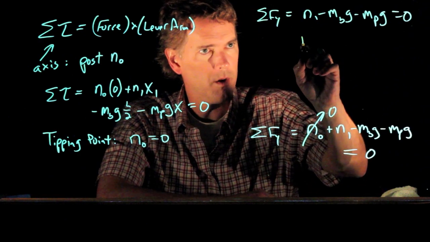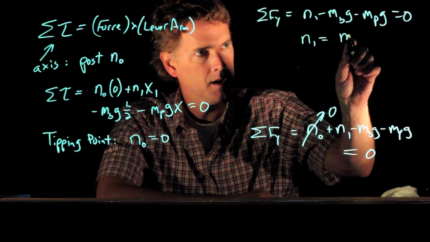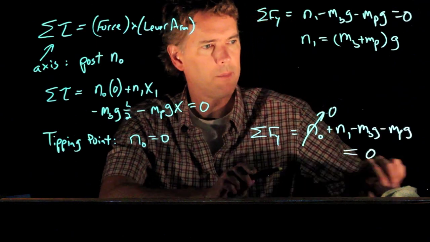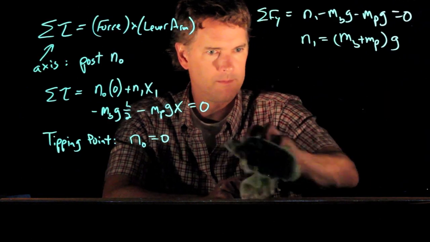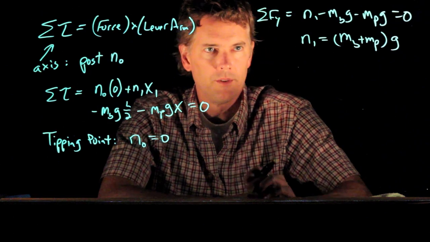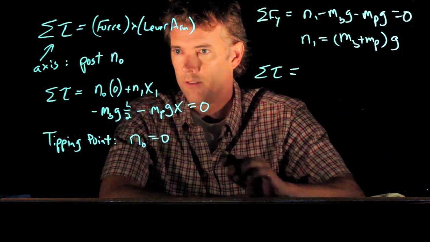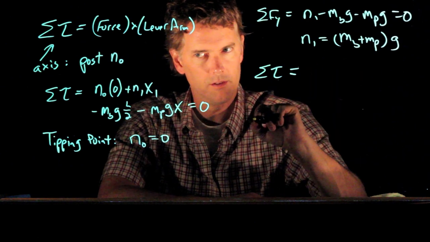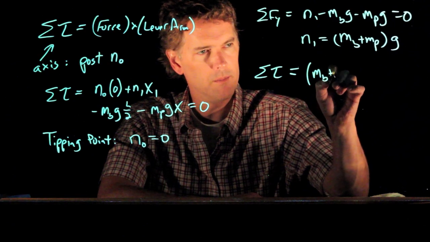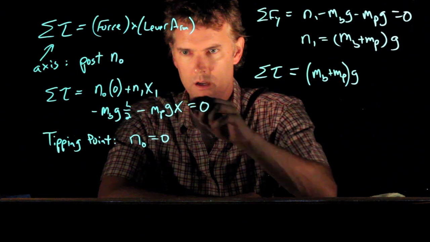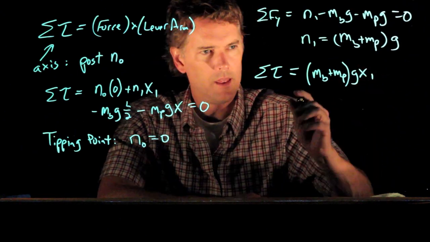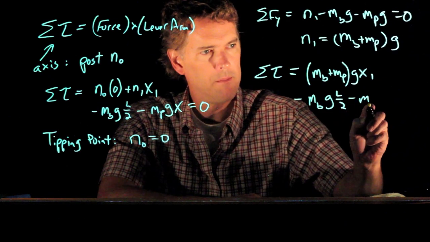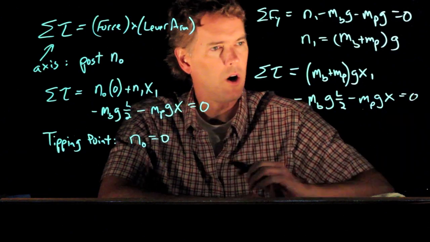And now we can solve this very quickly for N1. We move the other stuff to the other side, and we can lump some terms together. And it looks like that. N1 is equal to (m_b plus m_p) times g. And now let's go back to our torque equation. So the torque equation: N0 was multiplying 0. That one's gone. We have N1 times x1. But N1 is now this. So we have (m_b plus m_p) times g, all times x1. Then we have minus m_b g L over 2 and minus m_p g times x. All of that equals 0.